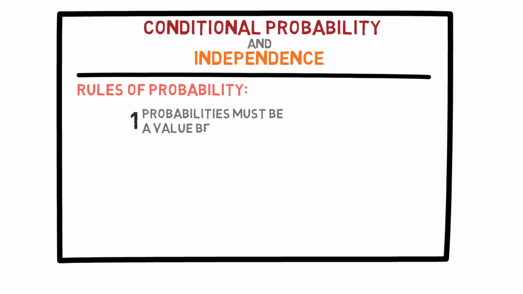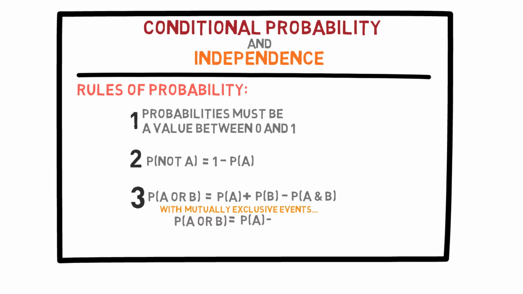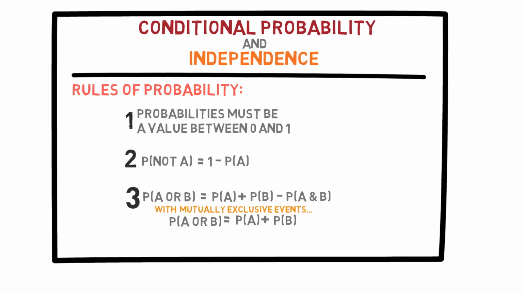1. Probabilities must be a value between 0 and 1. 2. Probability of not A is 1 minus probability of A. 3. The probability of A or B is the probability of A plus the probability of B minus the probability of A and B. Or in the case of mutually exclusive or disjoint events, the probability of A and B is 0, so the probability of A or B is simply the probability of A plus the probability of B.